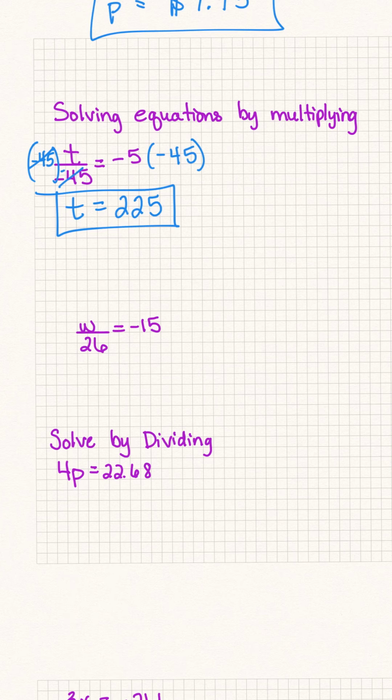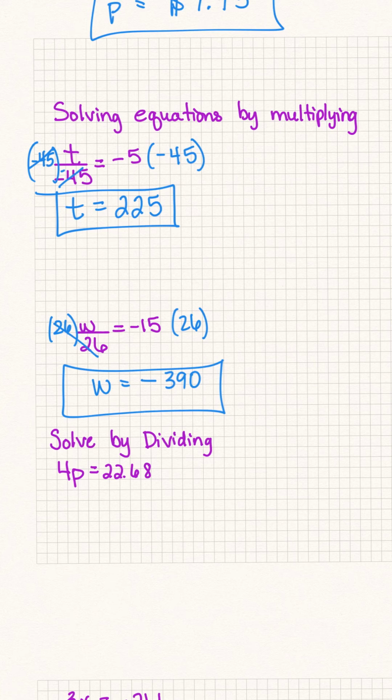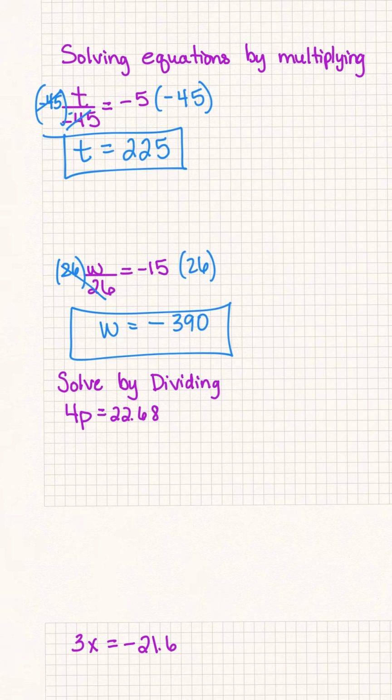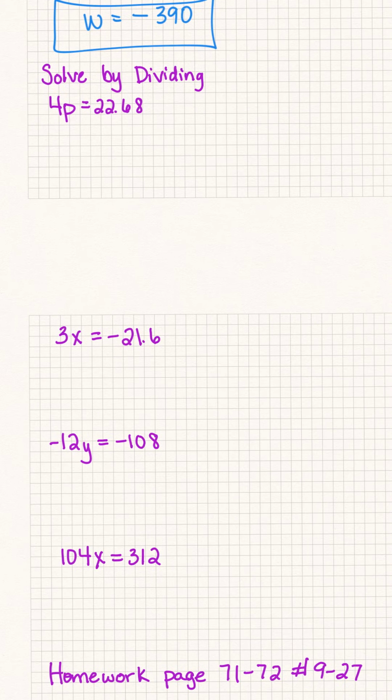Try the next one on your own and check to see if you got it correct. You should have got that w equals negative 390. Now let's look at solve by dividing. We have 4p equals 22.68. Right now 4 is being multiplied by p. We want p, the variable, to be by itself, so we need to do the opposite. The opposite of multiplying is dividing, so we're going to divide this by 4. Those cross out and equal 1.